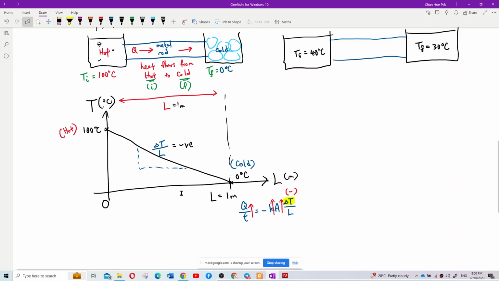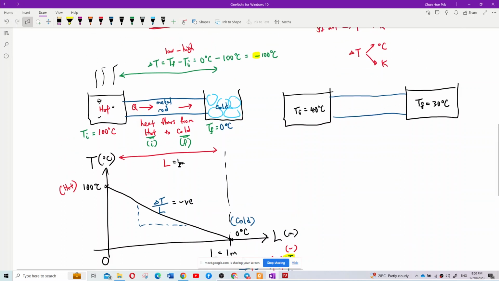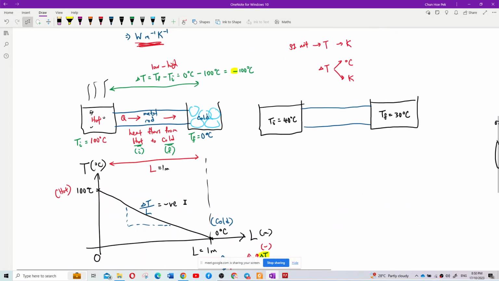You know why negative? Tell me, why negative? Because the gradient is negative, because heat always flows from high temperature to low temperature. Because we always do final minus initial temperature, low temperature minus high temperature, you get a negative value. Delta T is negative. Negative divided by the length, you get a negative value. So temperature gradient is always negative. Understand, class? Give me a thumbs up if you understand. Okay, thank you.